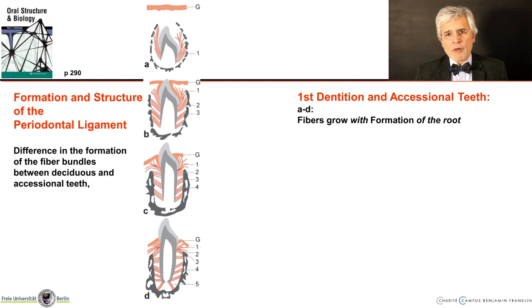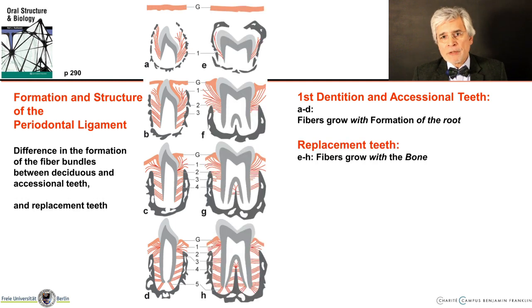Replacement teeth are the teeth that already have a predecessor that falls out and which they then replace. Perhaps this is one of the reasons for that difference. So here we first see the teeth of the first dentition and the growing tooth. The fibers grow with the root formation. But it is different with the replacement teeth, where the fibers grow with the bone.